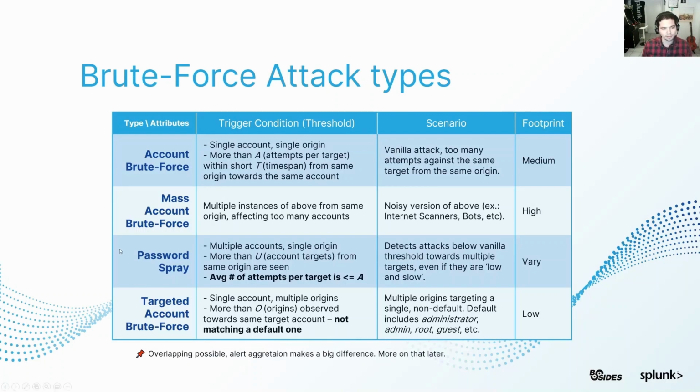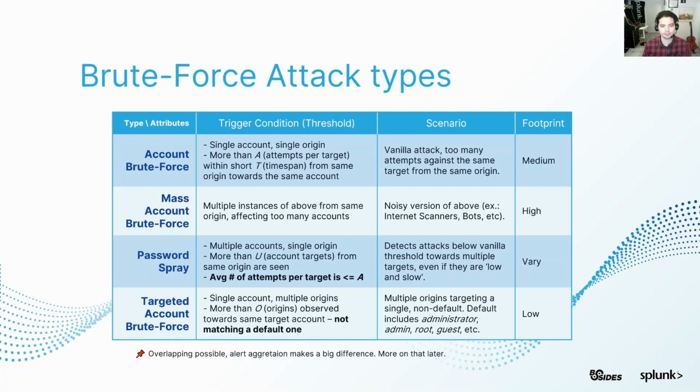And then we have the targeted account brute force. This is when a single account and multiple origins are involved. So the main threshold here is when there are more than a certain number of origins observed towards the same target account, not matching a default one, right? Think about this one.